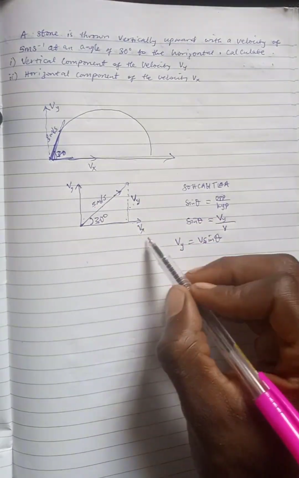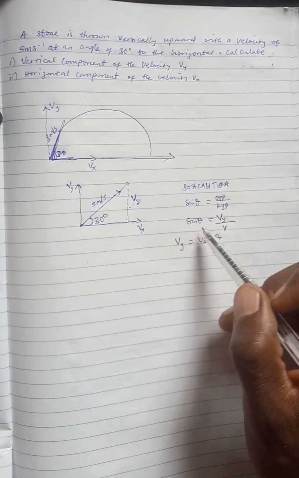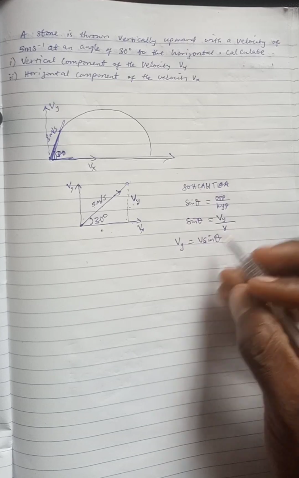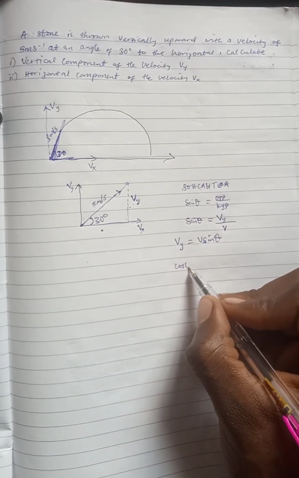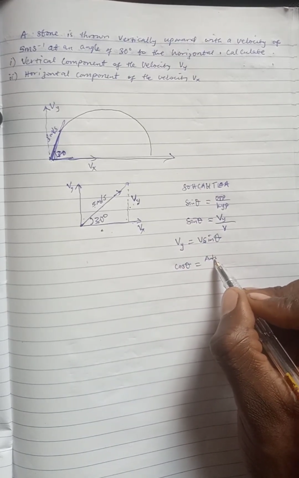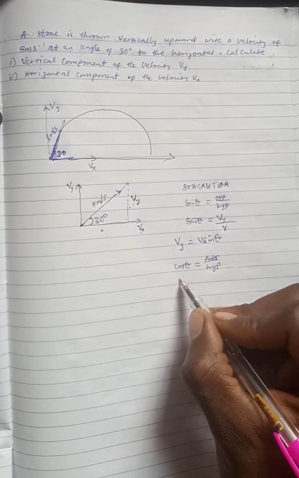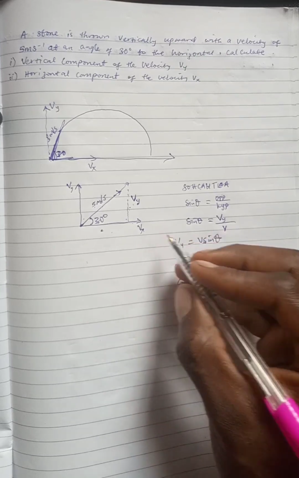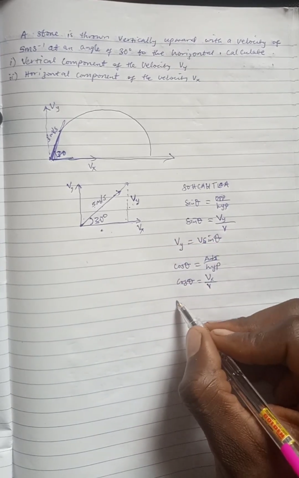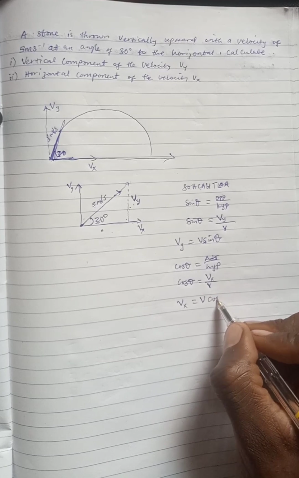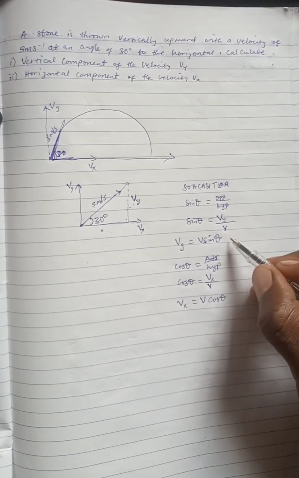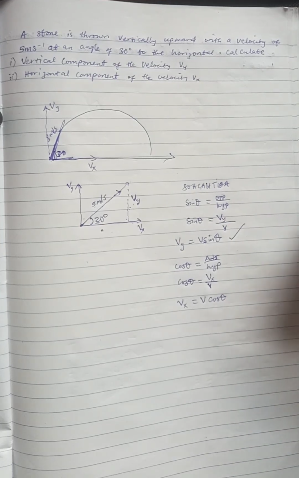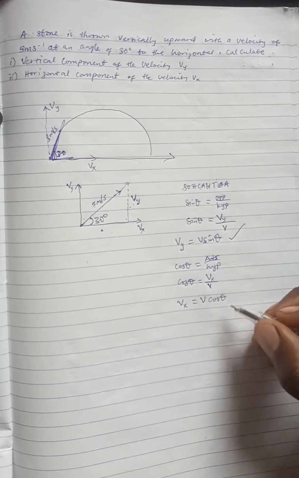Now if we're looking for Vx, which of the formulas will enable us to get it? Vx is the adjacent, so cos theta. We have that cos theta is equal to adjacent over hypotenuse. So cos theta is equal to Vx over V, where V is the velocity. So it means that Vx is equal to V cos theta. This tells us that anytime we are looking for the vertical component of velocity, this is the formula we should use. And anytime we are looking for the horizontal component of velocity, this is the formula to use.